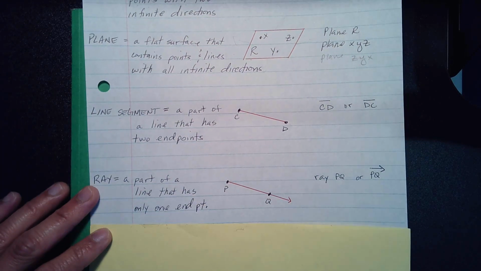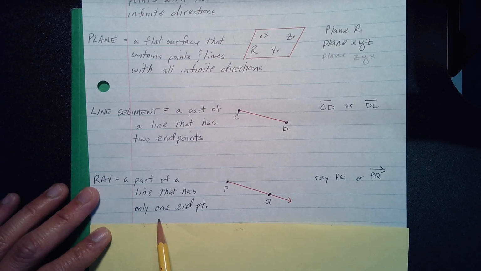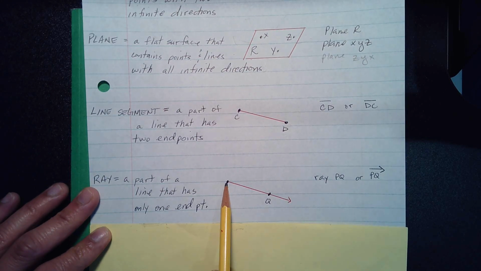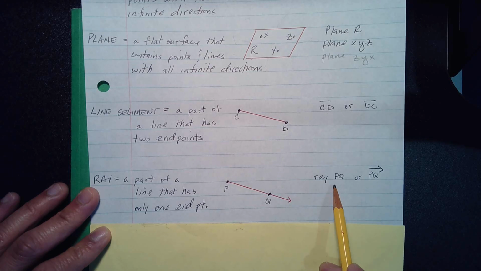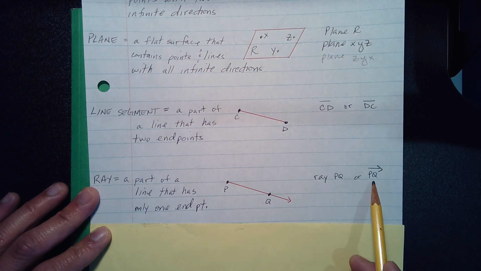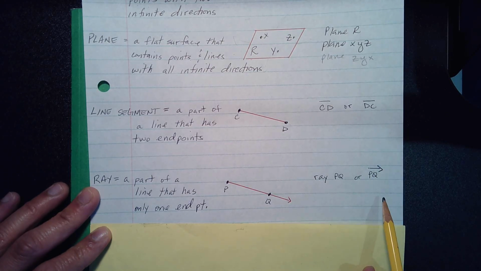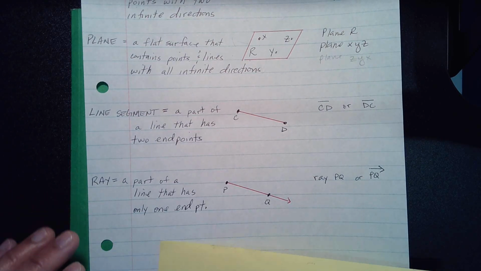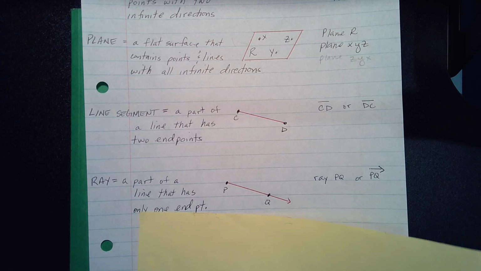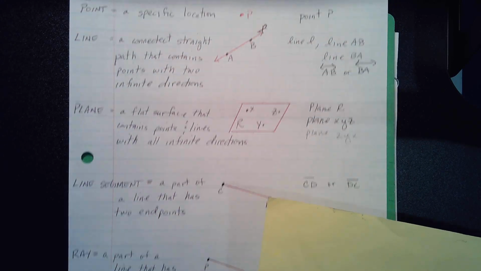A ray is part of a line that has one endpoint. So there's one endpoint, there's a part of the line, and we'll call this ray PQ, or you could say PQ with an arrow. So these are terms and definitions in 16.1.